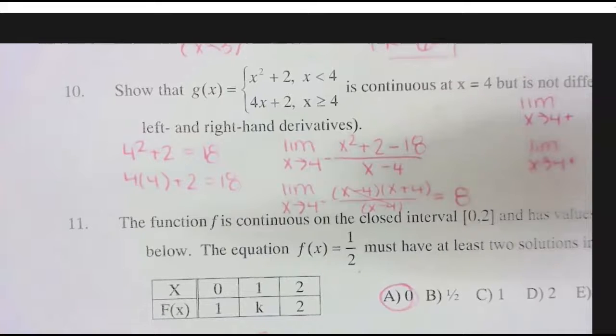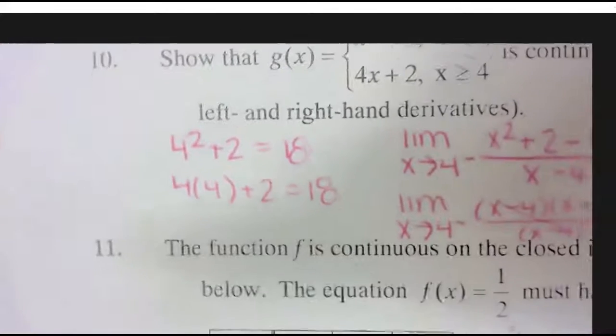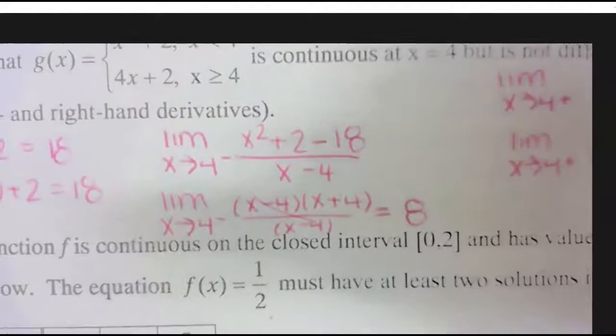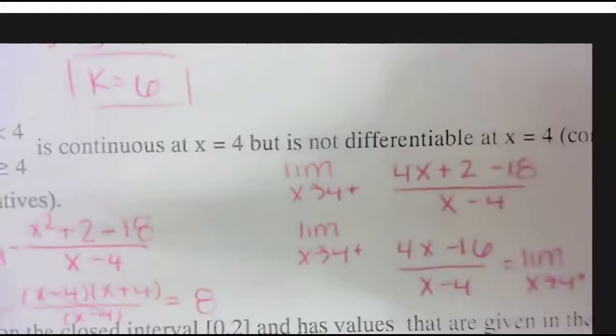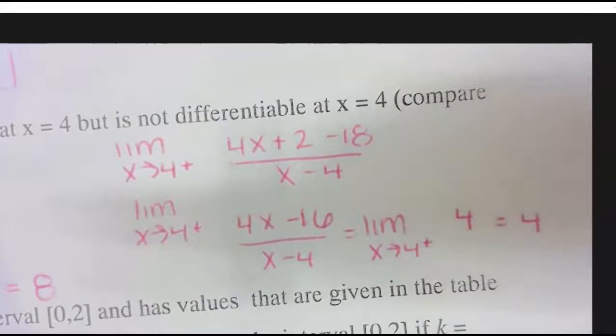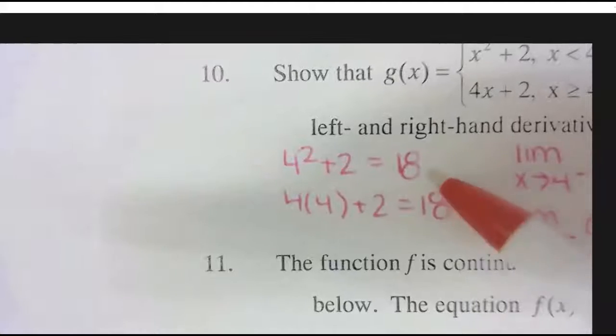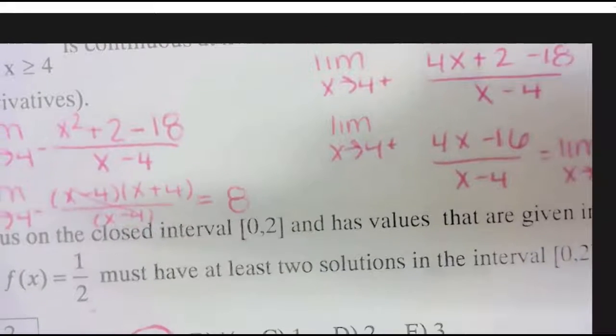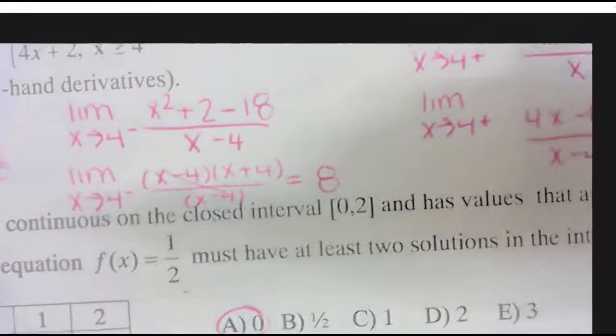So for 10, you had to do a couple things. The first thing we needed to do was show that it was continuous. And then after showing that, we had to look at the left-hand limit. So the left-hand limit, you got 8. Then we looked over at the right-hand limit, and we got 4. So since 4 does not equal 8, not differentiable. So continuous, again, because they both equal 18, but the left-hand derivative doesn't equal the right-hand derivative, therefore not differentiable.